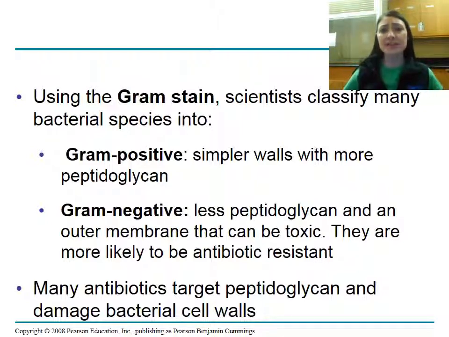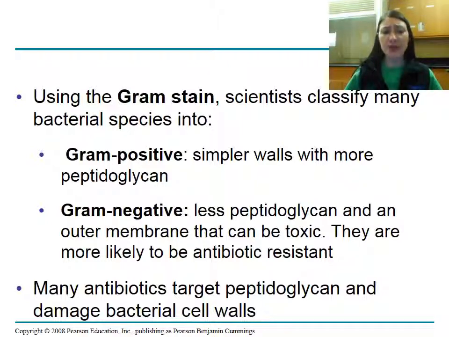If it's gram positive, we're talking about much simpler walls, and they have a lot more peptidoglycan, which picks up that gram staining. Gram negative has less peptidoglycan, which is why they don't hold on to the gram stain. They also have an outer membrane that can be toxic. These are the ones that are tougher to treat if you're infected with a gram negative strain of bacteria. They tend to be antibiotic resistant.